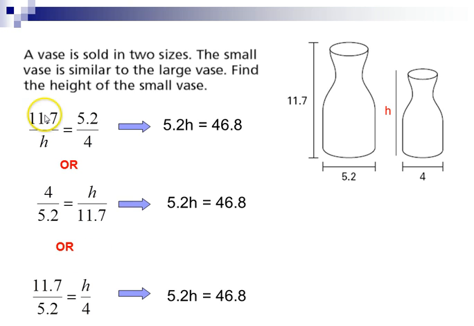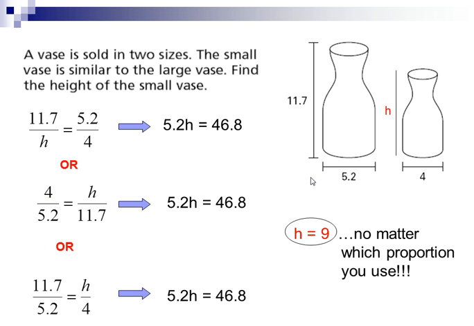So notice, it doesn't matter which proportion we use, we end up by cross multiplying with the same equation we have to solve for h anyway. And if we solve for h, we're going to get 9 by dividing both sides by 5.2. And then this is the same one, so we would get 9. So h is equal to 9, so the height of this vase is equal to 9. Doesn't matter which proportion we use, because they're all saying the same thing anyway. So the height of the smaller vase is 9.